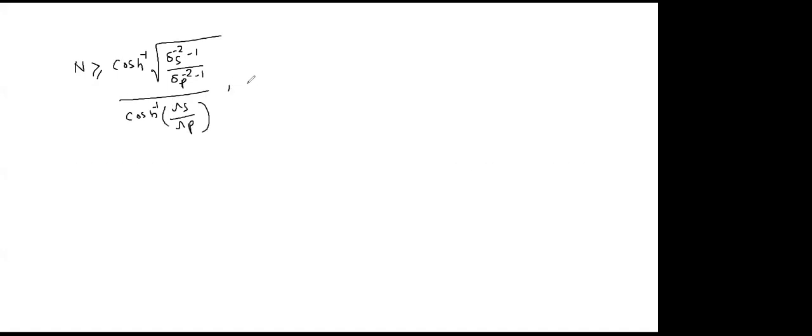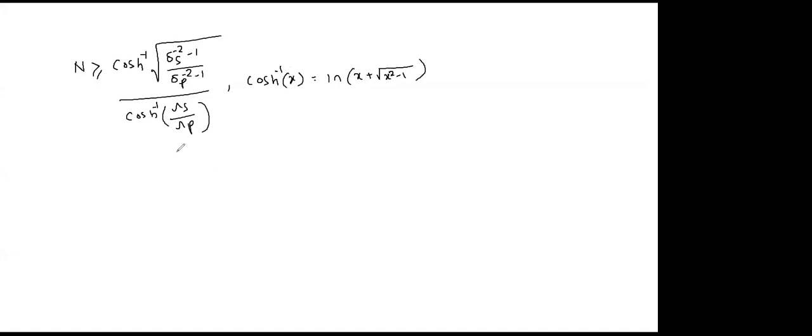That is n greater than or equal to cosh inverse of square root of (10^(0.1 αs) minus 1) divided by (10^(0.1 αp) minus 1), divided by cosh inverse of ωs by ωp. Where cosh inverse x equals ln of x plus square root of x square minus 1.